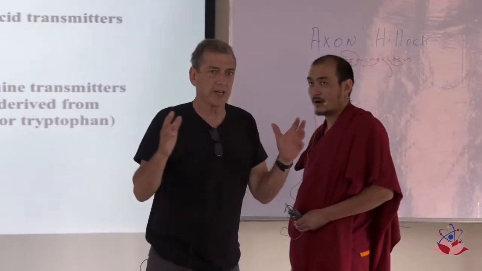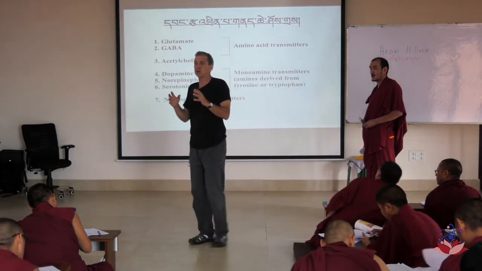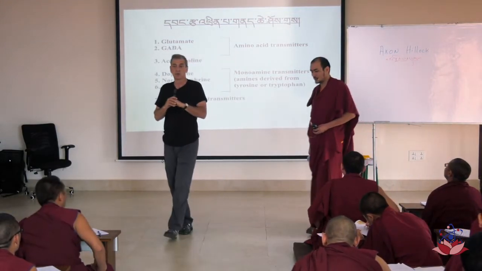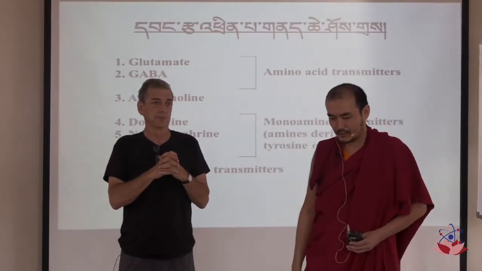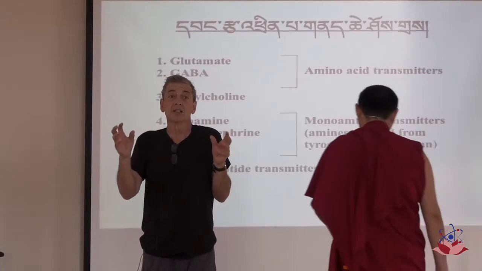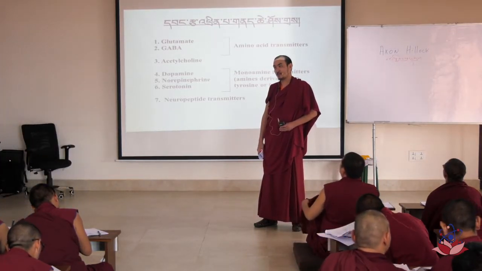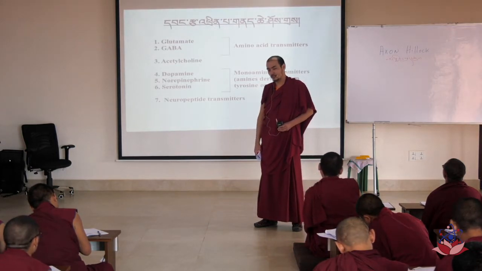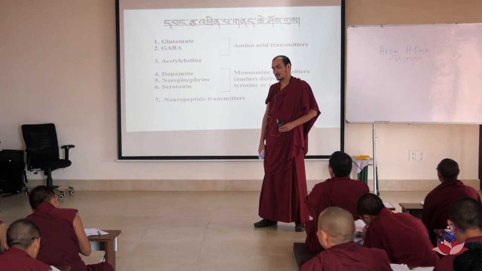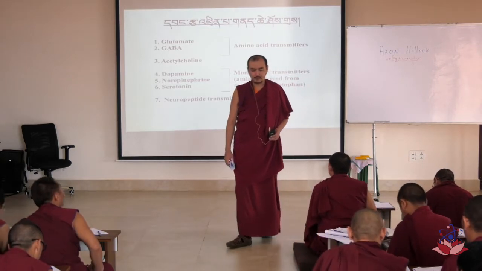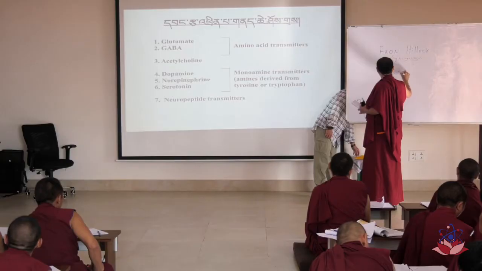It's produced in one part of the brain called the substantia nigra. What does that mean? It means black substance. Substantia nigra produces dopamine, and the neurons that come from the substantia nigra go up to the basal ganglia that regulates your movements.